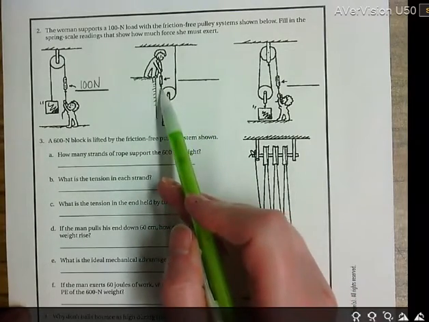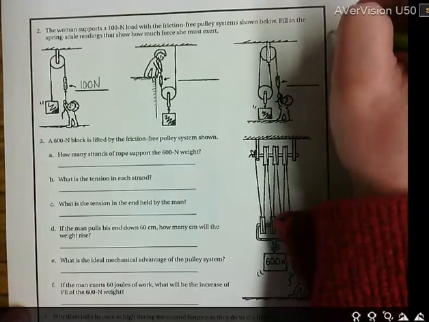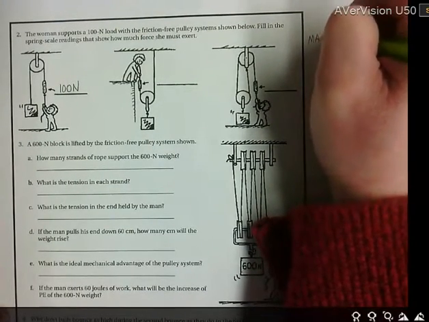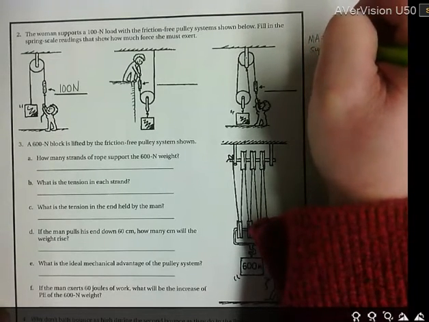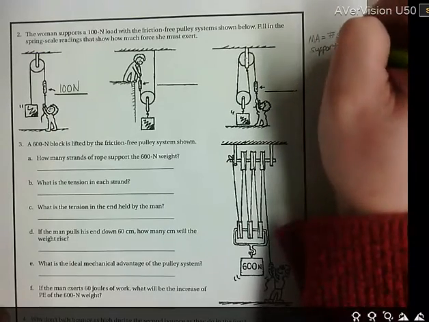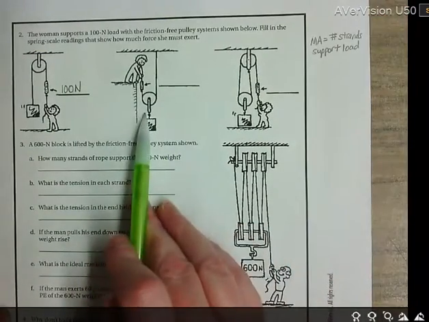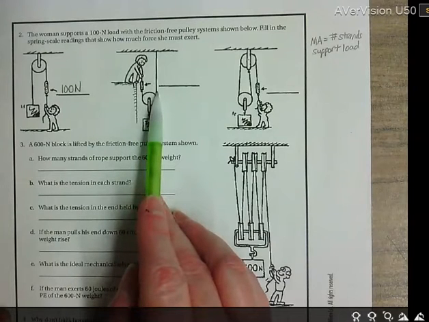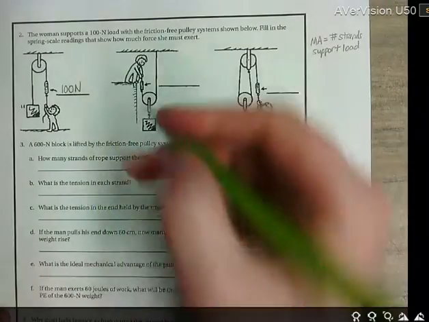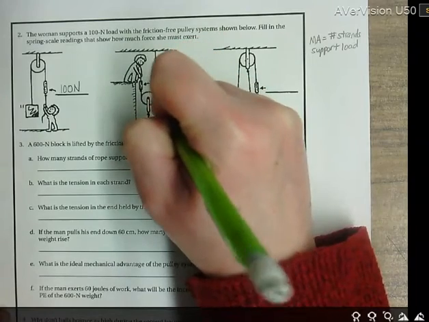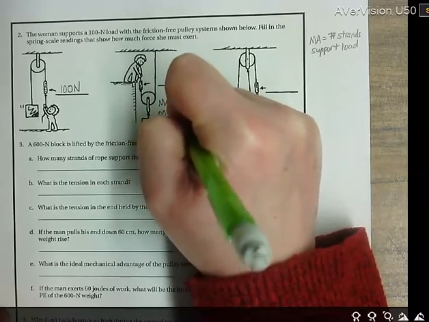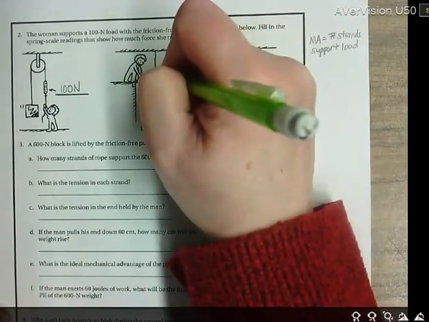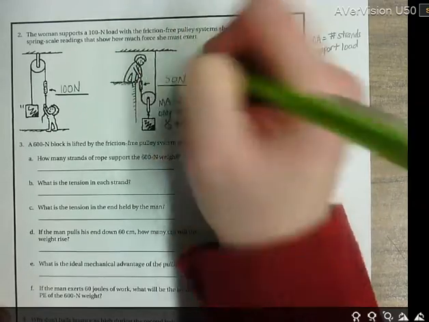Now, with pulleys, the mechanical advantage is equal to the number of strands that support the load or the object. So in this second case, we have 2 strands. And because that makes the mechanical advantage 2, that means it only takes half the force to lift the load. So this would be 50 newtons.